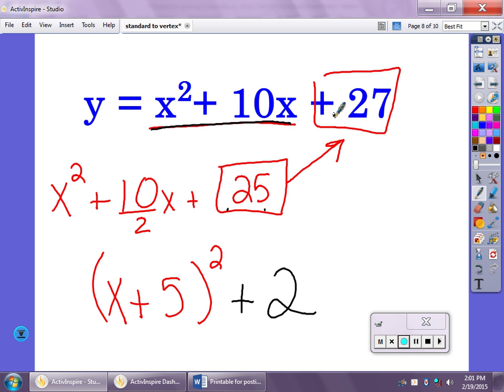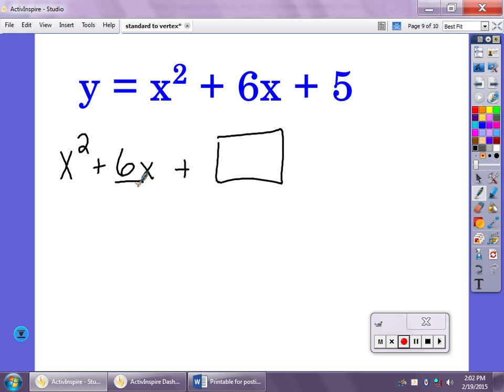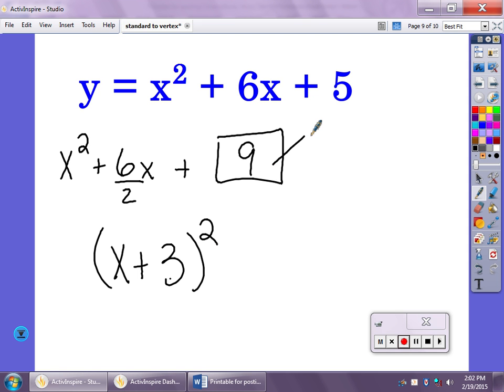Let's try another one. Don't forget, at any time you can pause the video so the answer's not revealed before you're ready. Okay, I'm going to start with x squared plus 6x plus what? Half of 6 is 3, so x plus 3. And 3 squared is 9. How do I get from 9 to 5? I subtract 4. So my answer would be x plus 3 squared minus 4.